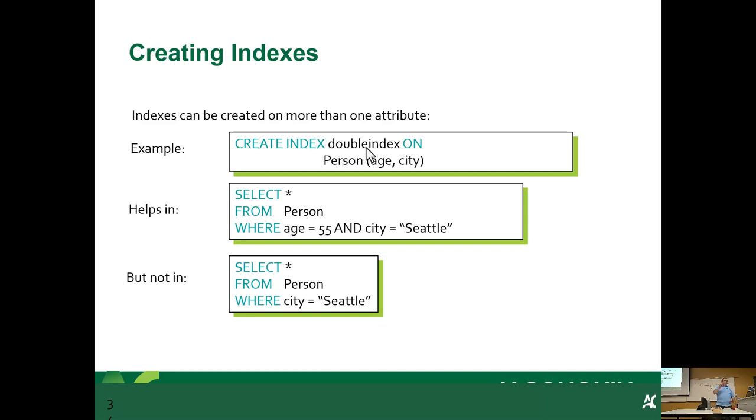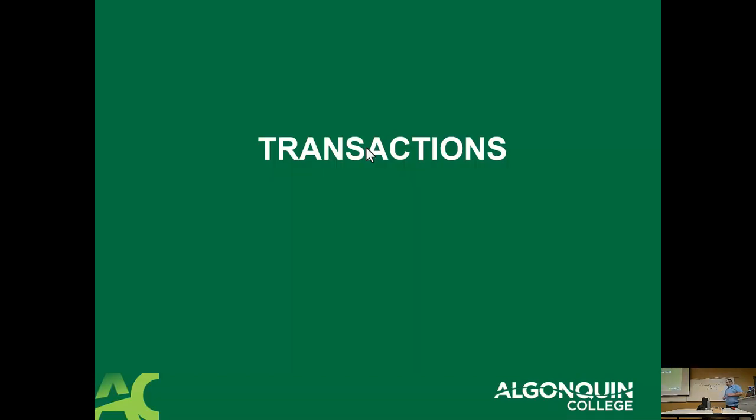But if you do SELECT star FROM person WHERE city is equal to Seattle, the index will not work for that because the query optimizer will look at the index that fits the best. And if an index has multiple columns, it's not suitable for single column lookups. So you'd actually have to create a second index with a single column in it. There's catches to that too. So before I get into transactions, one of the catches of indexes is, there's a few catches when it comes to indexes.